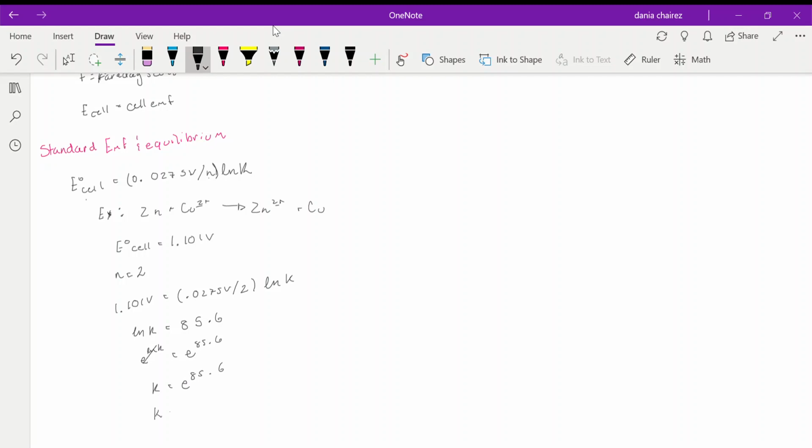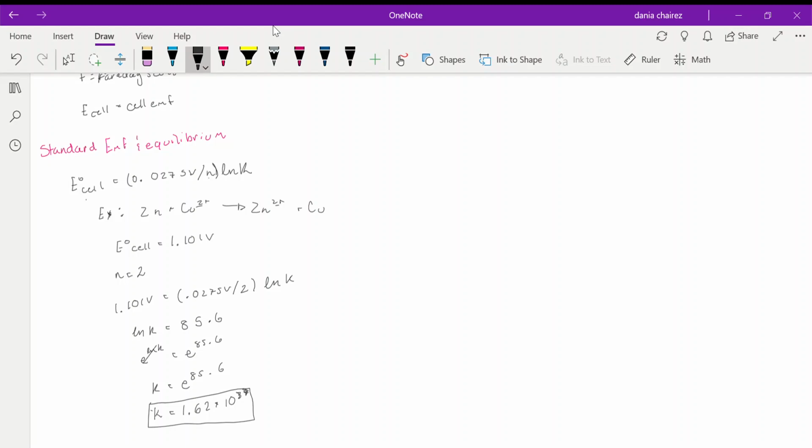So that K should be around 1.62 times 10 to the 37. Which, yeah, that's a big number. But that's essentially how you use this equation to either solve for K, or if it gives you other things, to solve for whatever component is missing, you know?